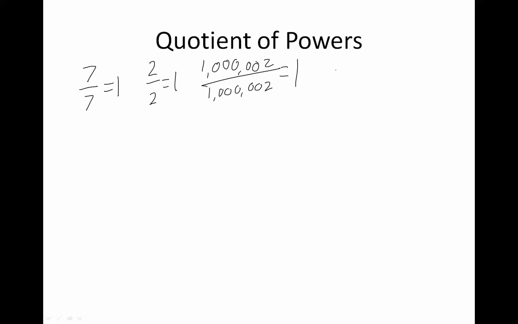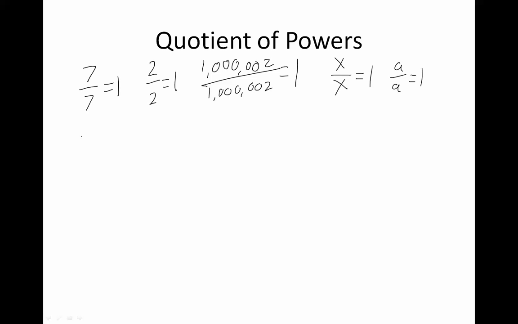Okay? Now, this follows that if we were to divide a variable by itself, that would also equal 1. Because if x is any number, if it's divided by itself, it's going to equal 1. So it doesn't matter what variable we're dividing by itself, it will always equal 1. Now, we can extend that a little bit and say, all right, well, what if we're dividing a number that is a power of something else?